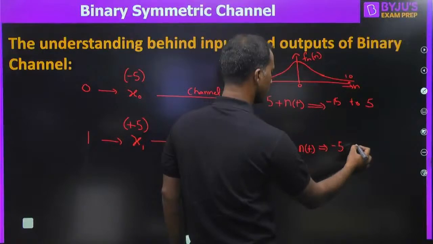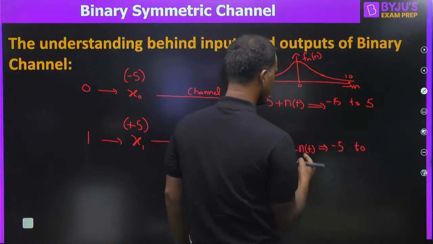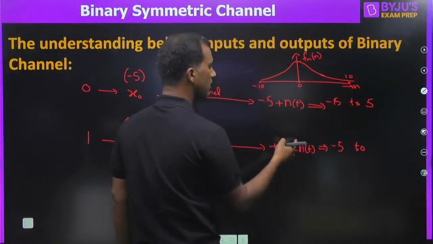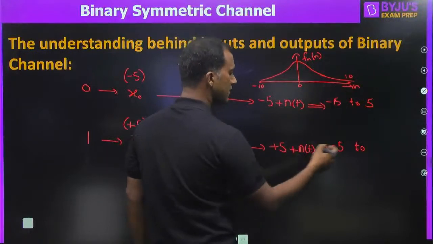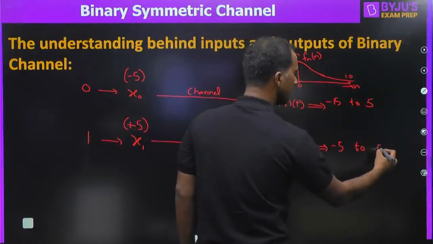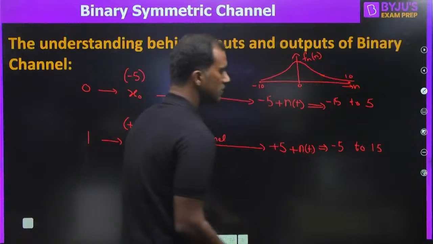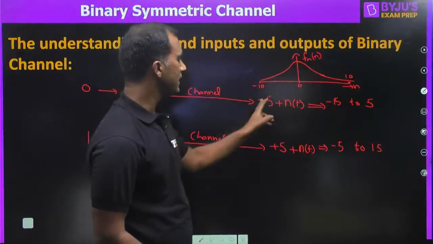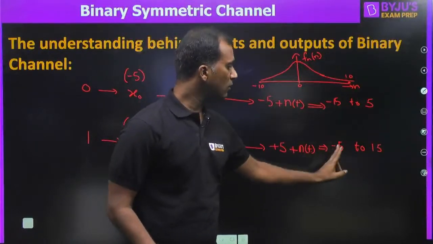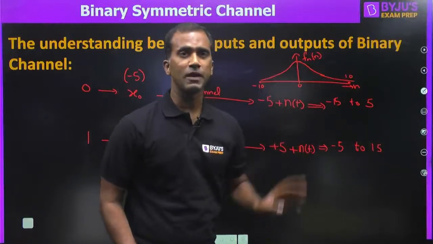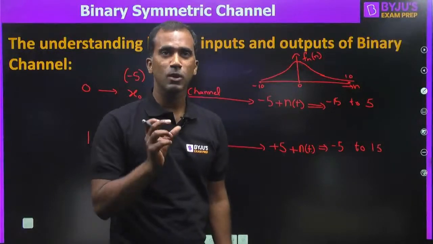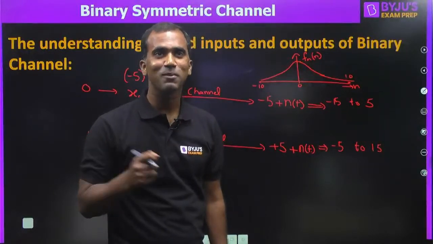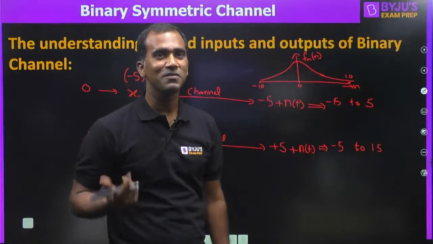Minus 5 to, what is the highest voltage possible for noise? 10. 10 plus 5 is 15, right? So if you observe, the voltages possible here are minus 15 to 5, and the voltages possible here are minus 5 to 15. There are some common voltages. There comes the problem. You are confused now.